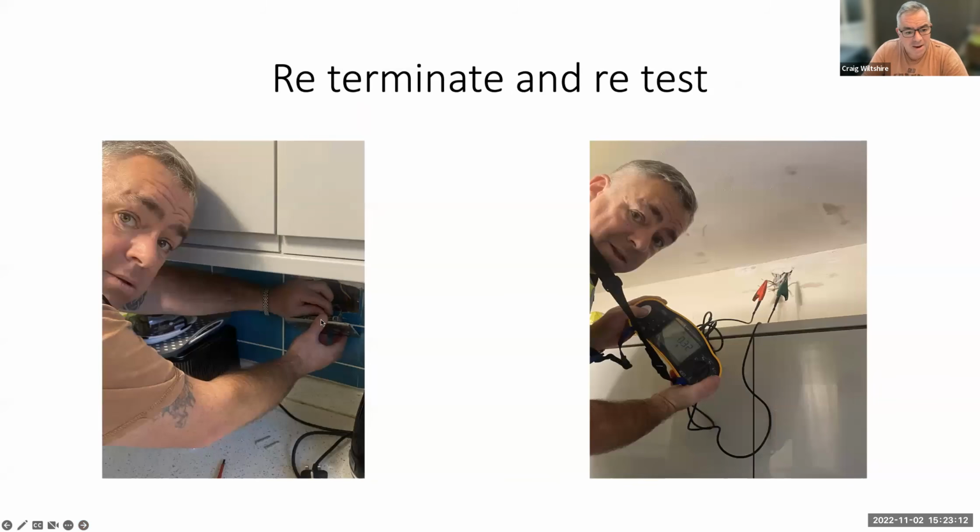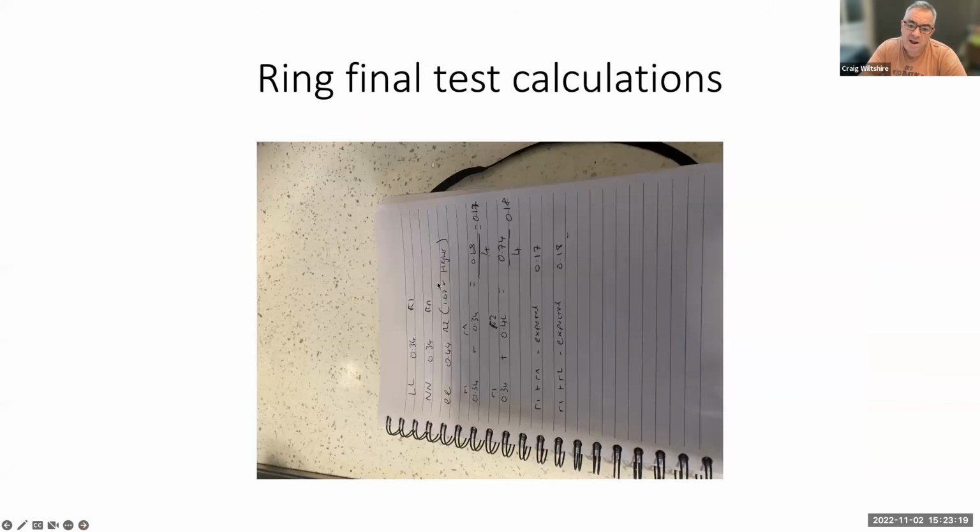Now I'm re-terminating and I'm doing a tug test, and now I'm retesting. There we are, I'm retesting, and now I've got a reading. Happy days. There's all my ring final calculations. R1 plus Rn divided by 4 gives me my expected result. So expected reading for R1 plus Rn 0.17, expected reading for R1 plus R2 0.18. R1 plus Rn divided by 4 equals 0.17. R1 plus R2 equals 0.74 divided by 4 equals 0.185, so I've gone with 0.18 for you. I want to see them calculations, please, if you're doing a ring final test.